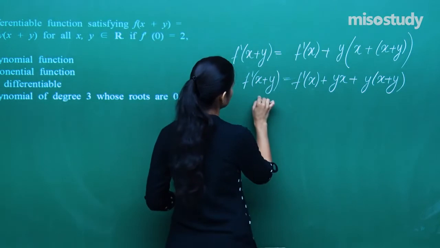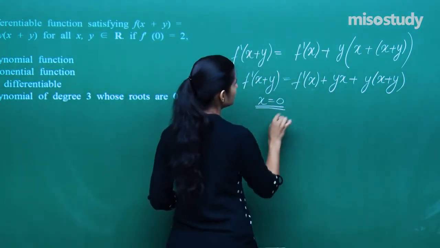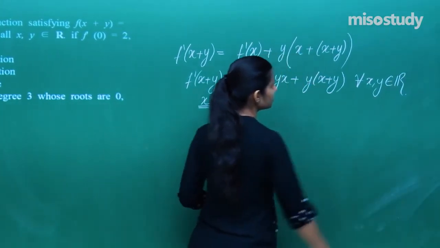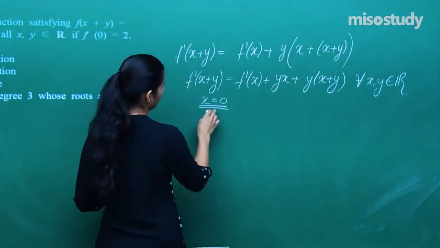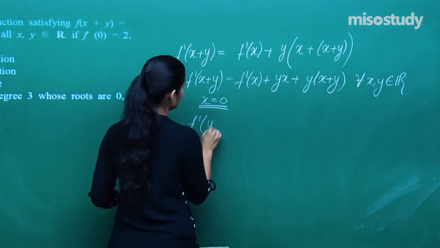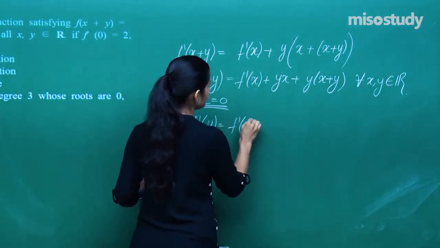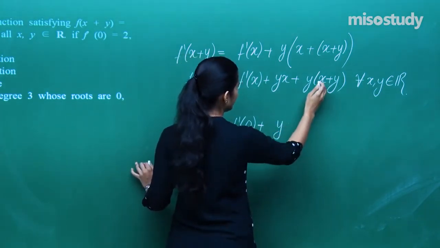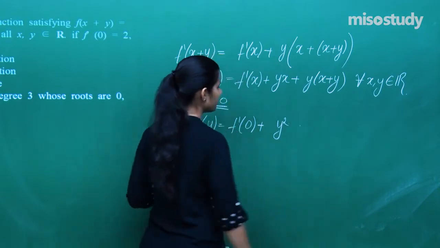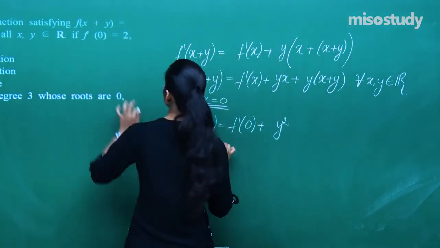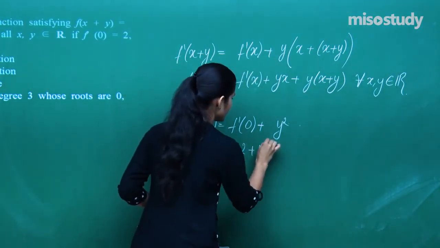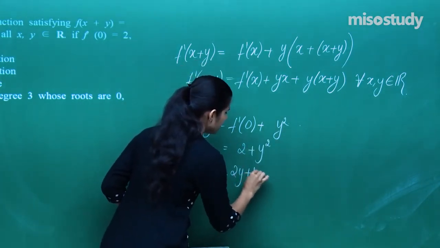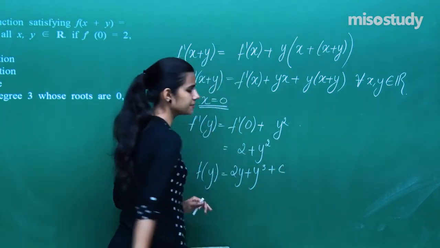Fine. Now this is true for all xy in the collection of all reals. So in particular it is also true for x equals 0. So you get f dash y equals f dash 0 plus y, and x is 0, so you get y square. So f dash 0 is given to be 2, so you get 2 plus y square. So basically f of y turns out to be 2y plus y cube plus c.